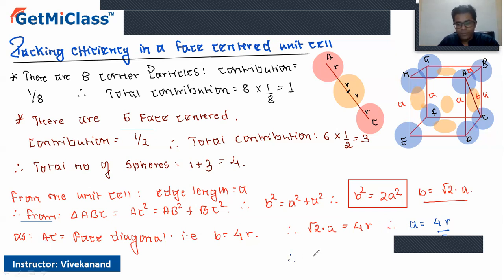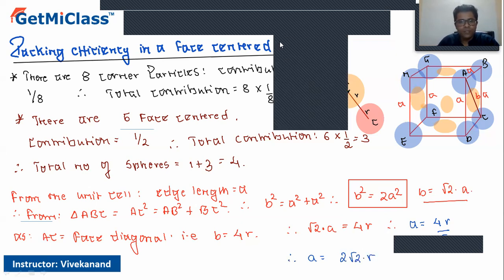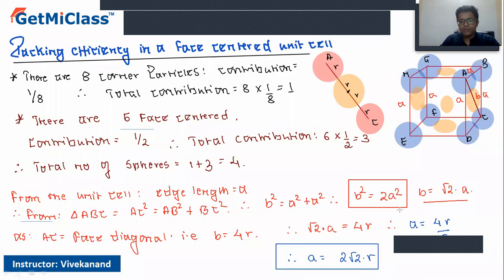Alright, so when we simplify this, we will have A is equal to 2 root 2 R. This is going to be our important point because we are going to take this point further, right? So let's clean this out. Now here, let's try to understand this. We have got the value of A as equal to 2 into root of 2R, right?